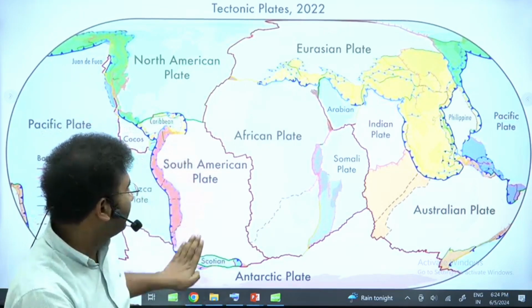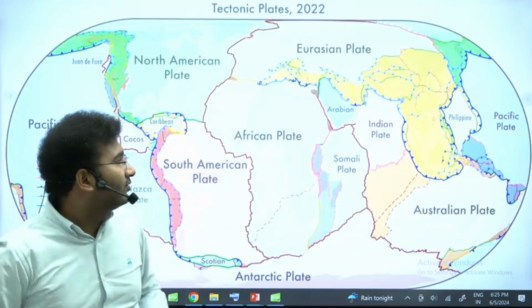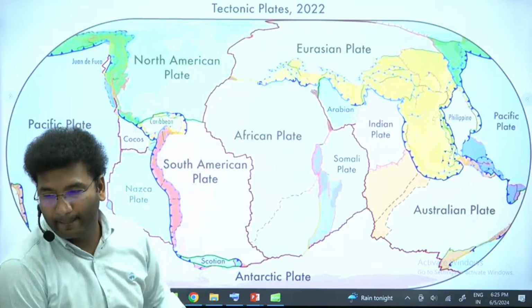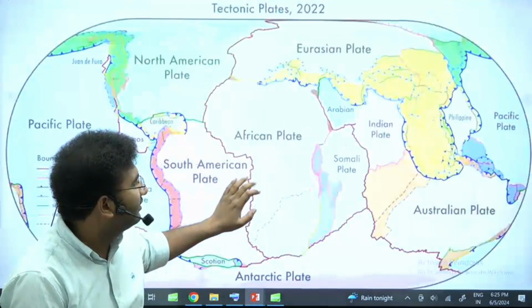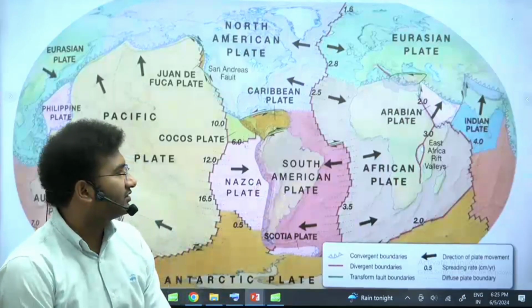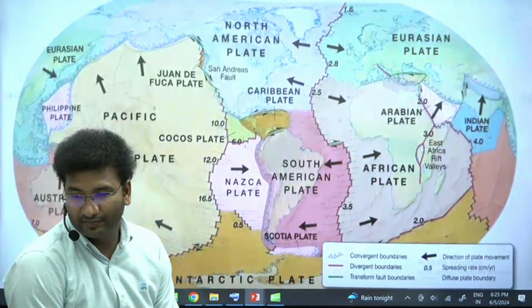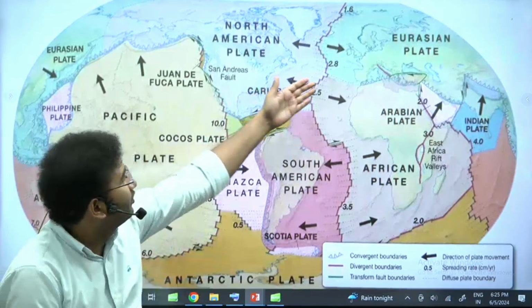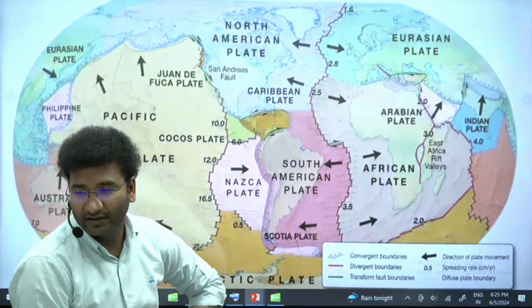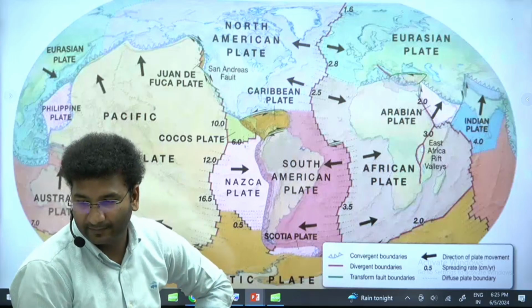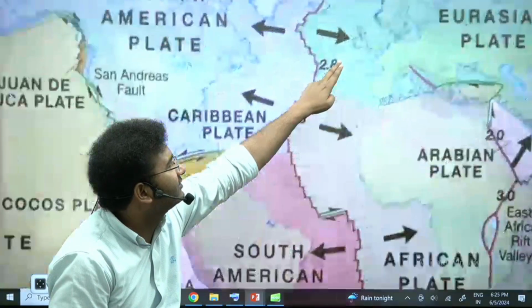Next, look here, South American plate. This is the second plate. Third one, African plate. Fourth one, Indo-Australia, New Zealand plate. Fifth one, Eurasia and adjacent oceanic plate. That is Eurasia and adjacent oceanic plate. This is the adjacent oceanic plate.